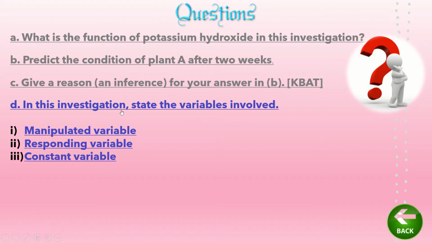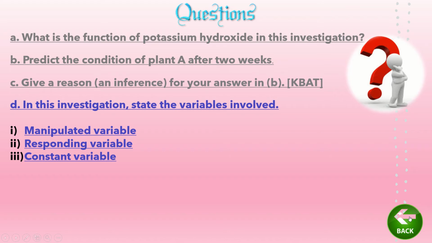Question D. In this investigation, state the variables involved. The three variables are here: manipulated variable, responding variable, and constant variable. Manipulated variable, that is, you may see the change at the beginning of the investigation. Responding variable means the results at the end of the investigation. Constant variable is the fixed one.